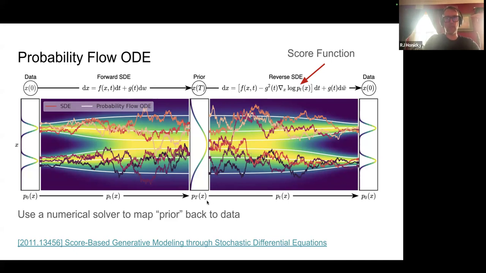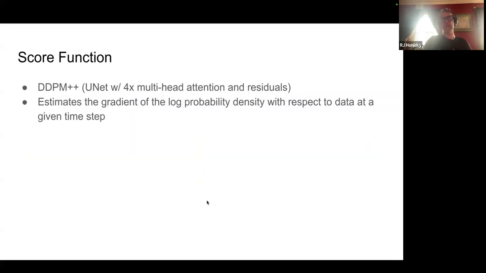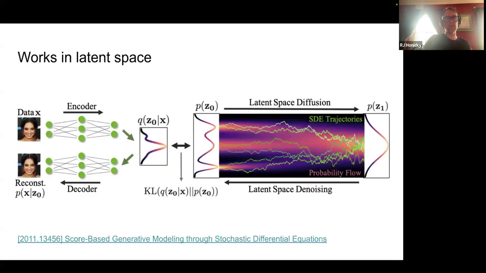Okay, I know this is not super clear. Hopefully it will become slightly more clear. And then just to be clear, this is a UNet. I don't think it really matters, but this is the name of the particular UNet model. And then this is what I just said: it estimates a gradient of the log probability density with respect to data at a given time step. But most importantly, that's where your UNet lives. And then this works in latent space too. So this is all the other stuff that is in that first diagram. That's all here in the left-hand side.